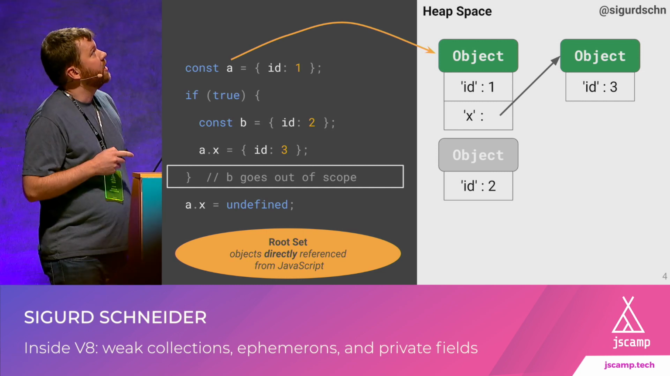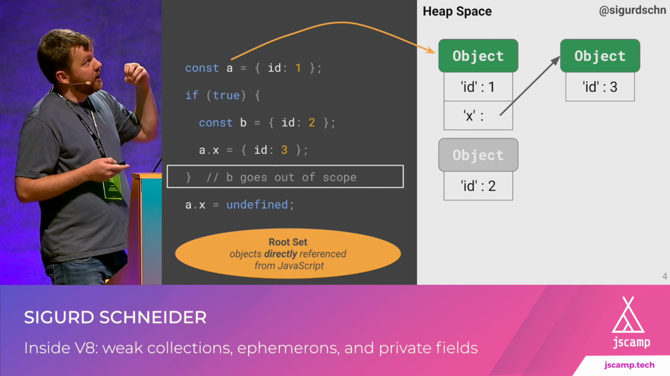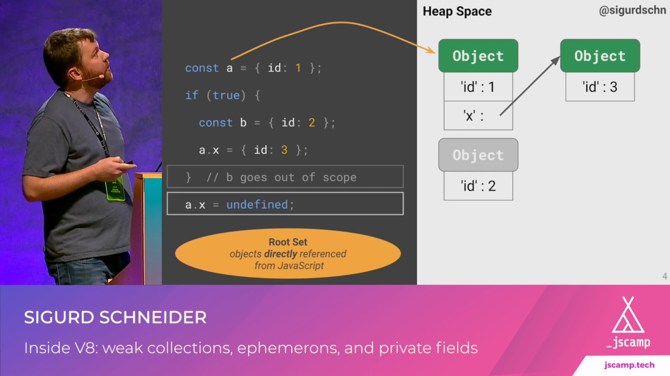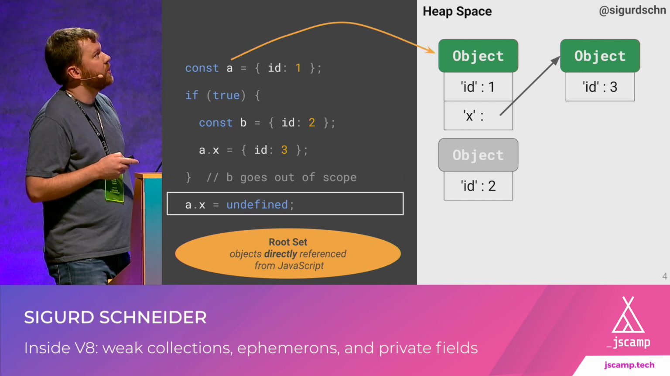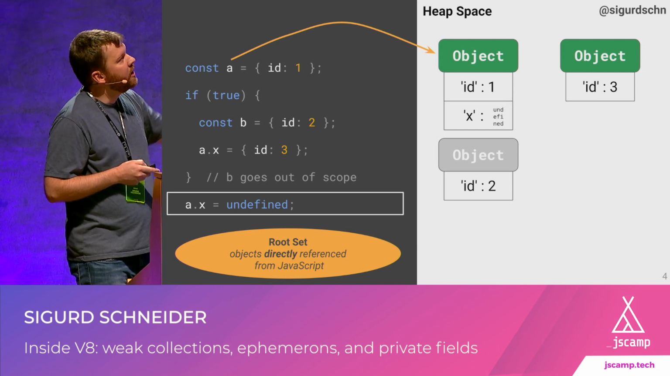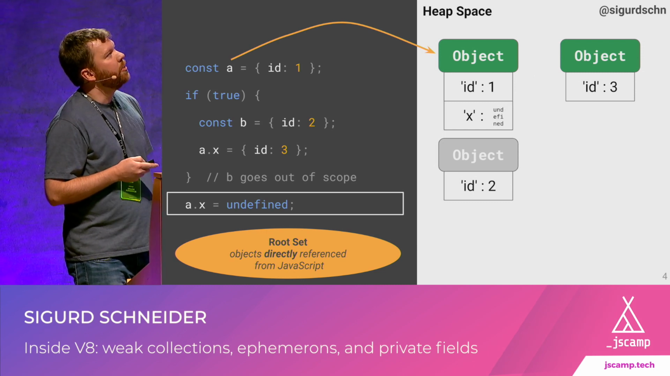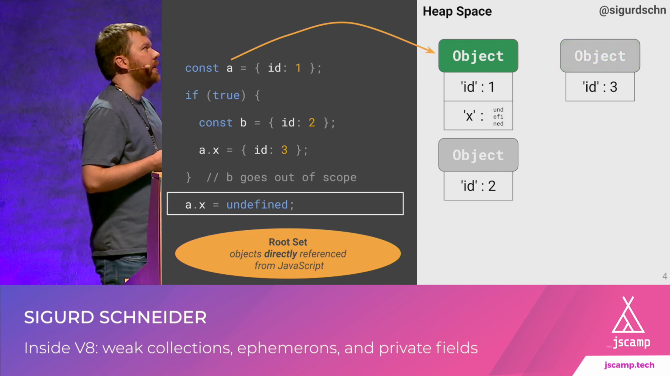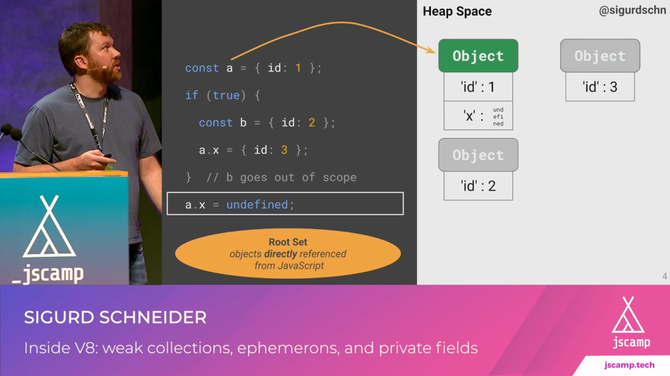There are other ways how things can become dead. For example, if we override the last reference to an object in the heap, in this case we override the property x with undefined, then the object 3 becomes unreachable and is now also dead, and garbage collection could clean it up.